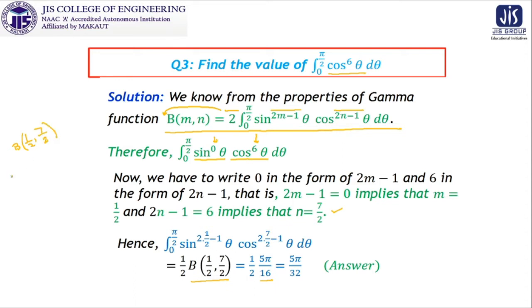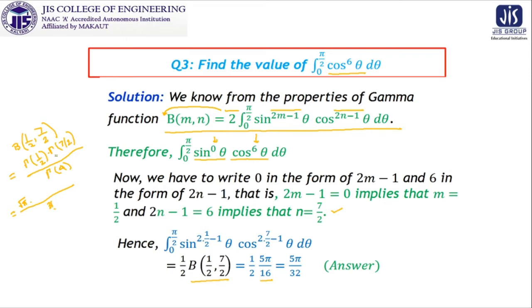With the relationship between beta function and gamma function, what can we write? It is gamma half gamma 7 by 2 by gamma of half plus 7 by 2, meaning gamma 4. So in the next line, in place of gamma 4, we can write 3 factorial. And gamma half is also known to us. Gamma half is root over pi. Now the question is, what about gamma 7 by 2?